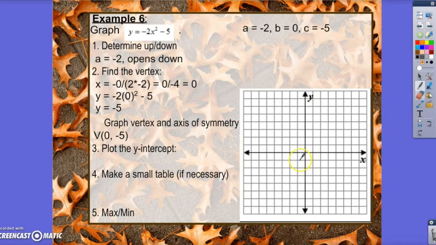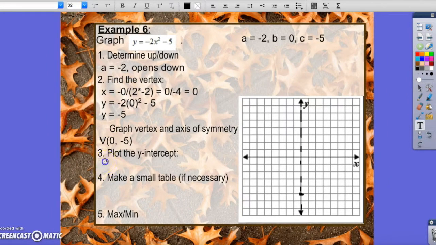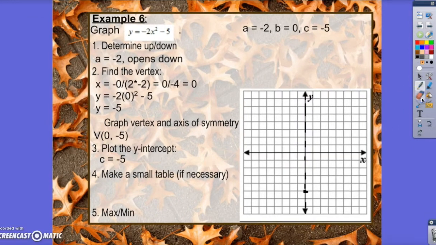So graph vertex axis of symmetry 0, 1, 2, 3, 4, 5. Here's my vertex. Axis of symmetry. Draw your dotted line through it again. Now, let's move on to my second point. All right. The y-intercept, c equals -5. All right. So let's plot c equals -5. It's down 5 spots in the y-axis.